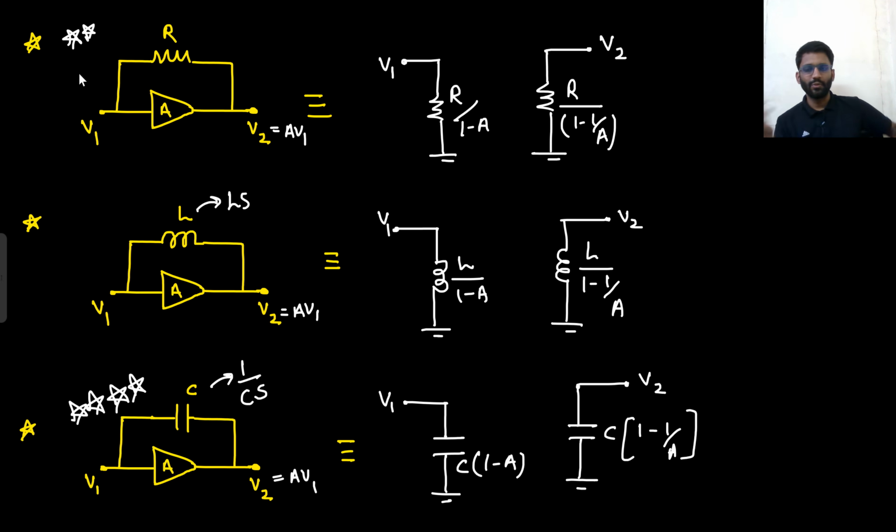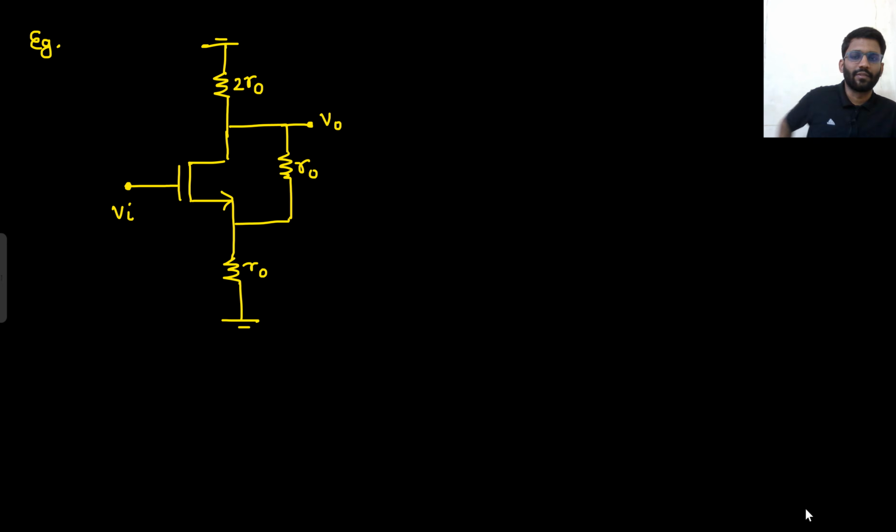In analog circuits, we don't use inductor much. Inductor is used in high frequency circuits. So one or two examples we may see for inductor as well, but mainly capacitance and resistor will be used. So this is the theorem. This is Miller's theorem. We have seen three questions here. V1, V2 is connected. V2 is A V1. So what will be the resistance here? R upon 1 minus A, and here R upon 1 minus 1 by A. Similarly, C into 1 minus A and C into 1 minus 1 by A. Well and good. Let's move on to a question.